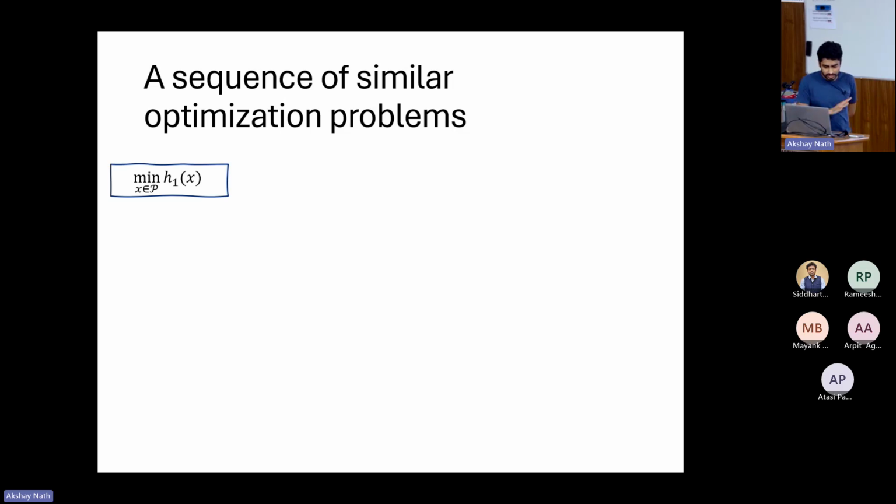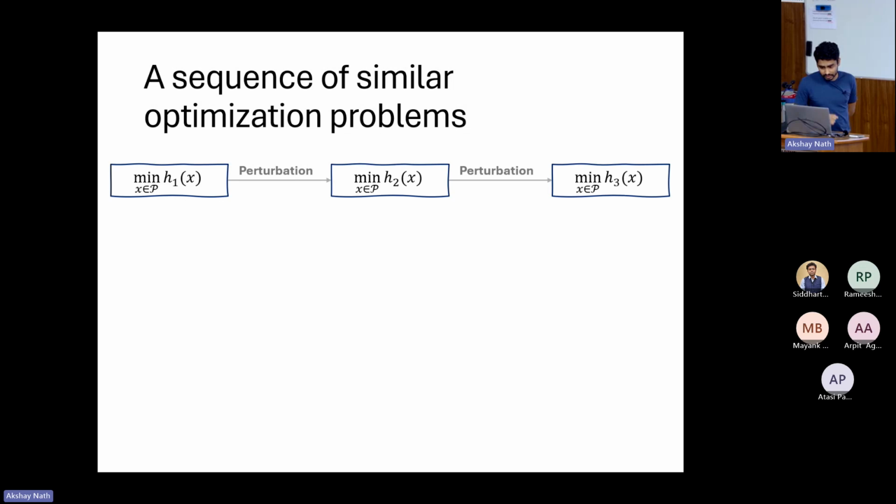So let me go through this setting here where I'm given an optimization problem over some polytope or a convex body, right? And now I perturb the objective a little bit, and so I get a new objective, and then I perturb it a little bit and I get a third objective. Why would you want to do that? Think of iterative optimization algorithms where in each step you are, for example, projecting a different point. So these are perturbations of the original problem, right?